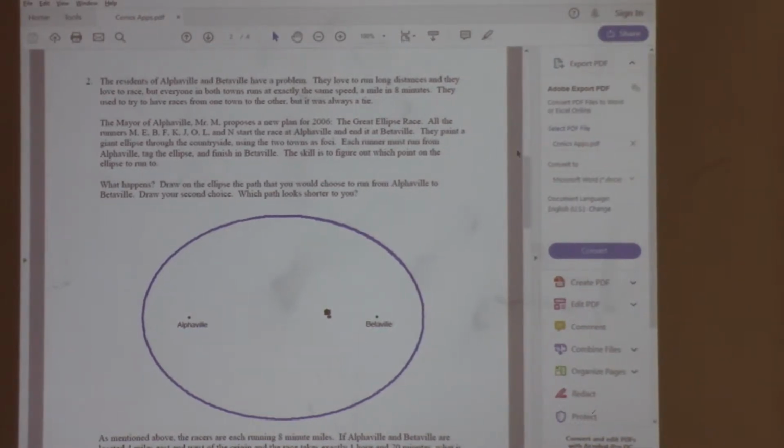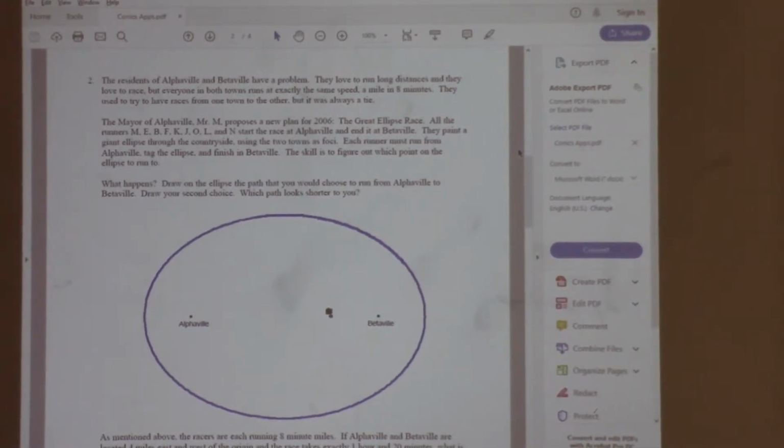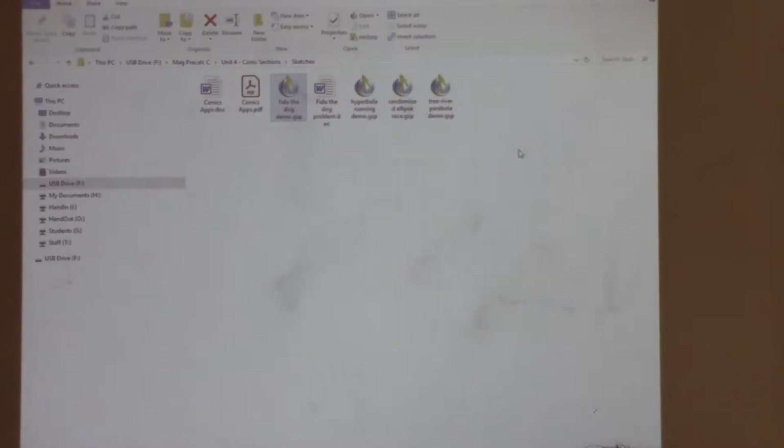Uh-oh! What happens? It's still going to be a tie because the sum of the distances to the foci is constant for any point on the ellipse. Get it? That was a joke.